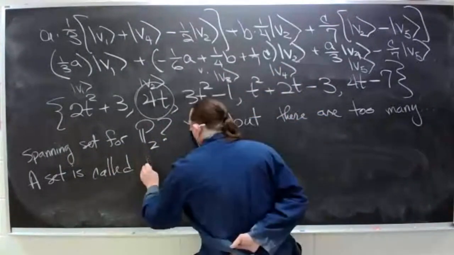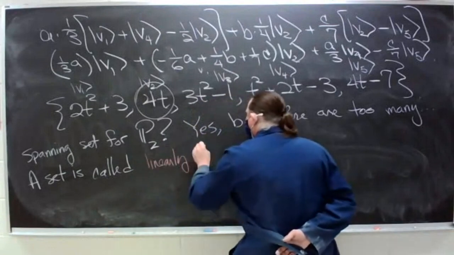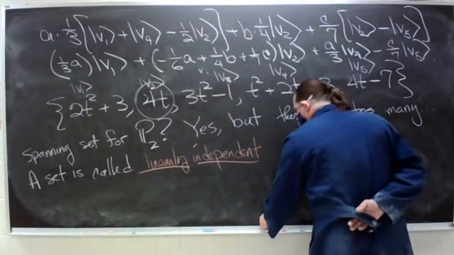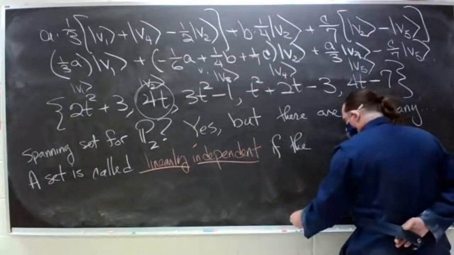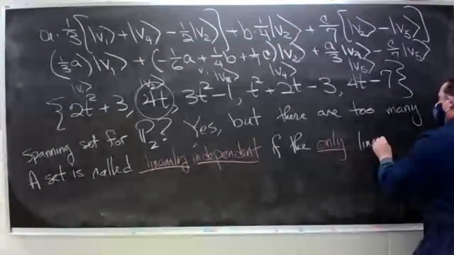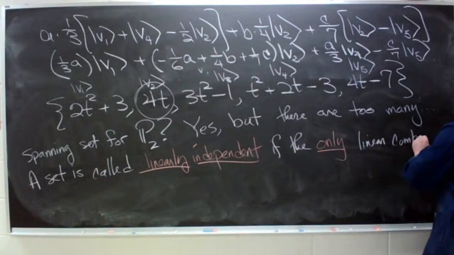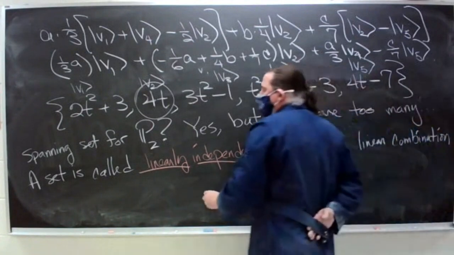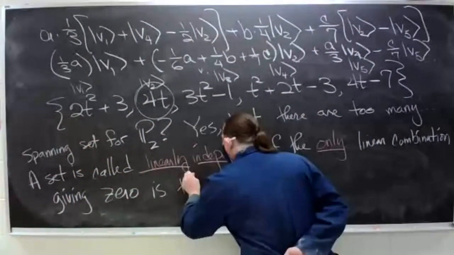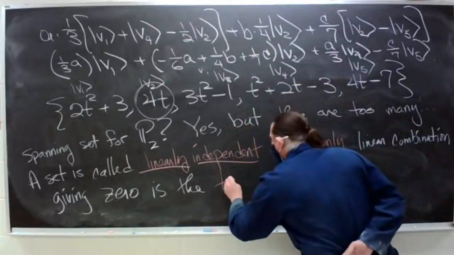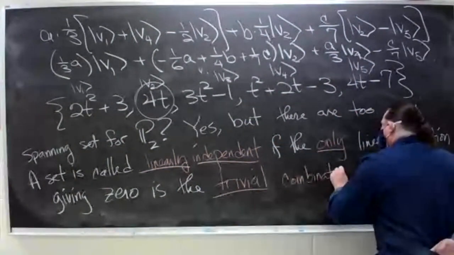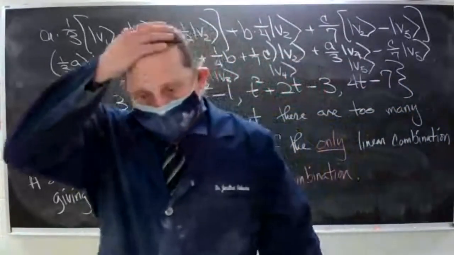Okay? The crux of this is that a set is called linearly independent if the only linear combination giving 0 is the trivial combination. All right?